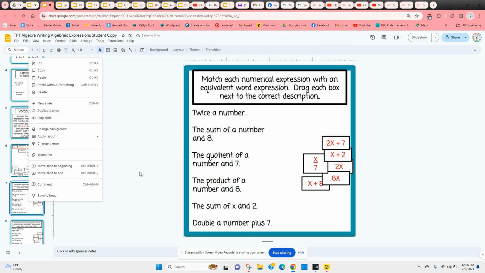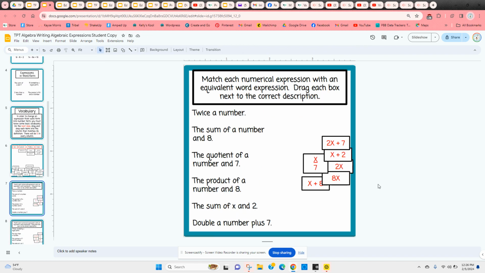On the next slide are more drag and drop. Students are going to drag the numerical expression next to the expression in word form. So twice a number would be 2x. So they just click and hold on the edge, and they're going to move these right next to their word expression that matches. The sum of a number and 8. So it starts out with some easy ones. It gets a little more difficult as we go through the slides.